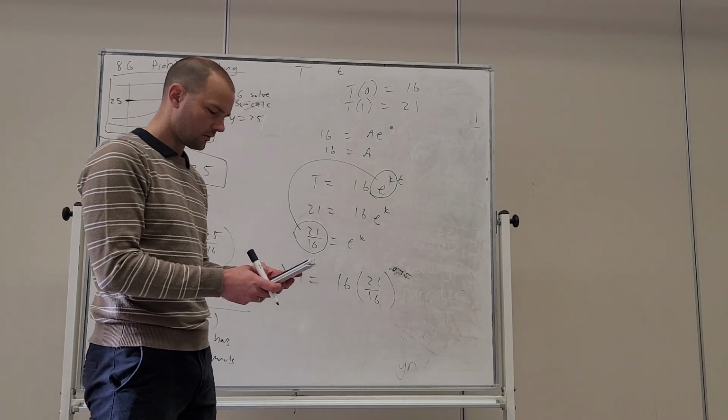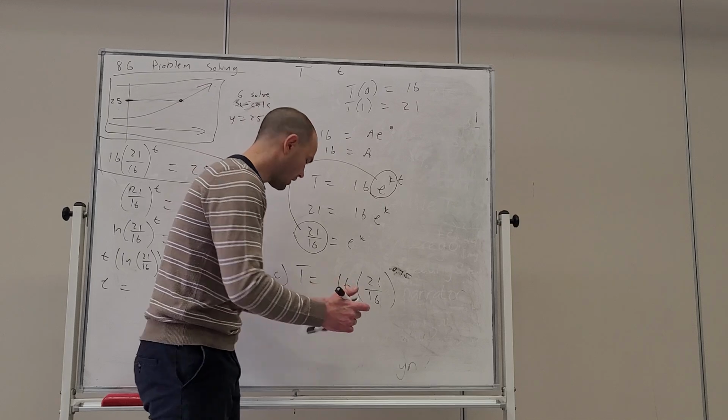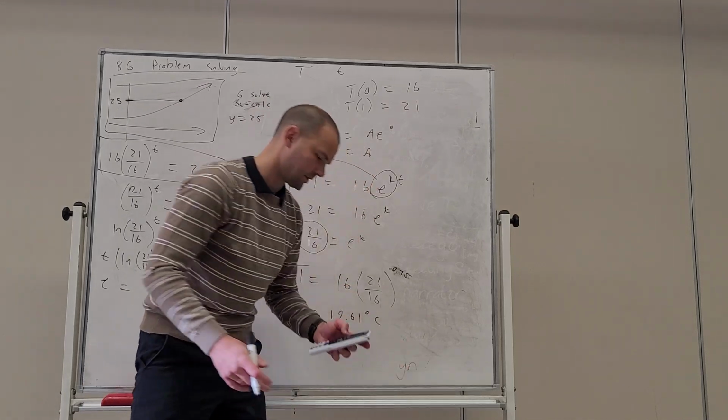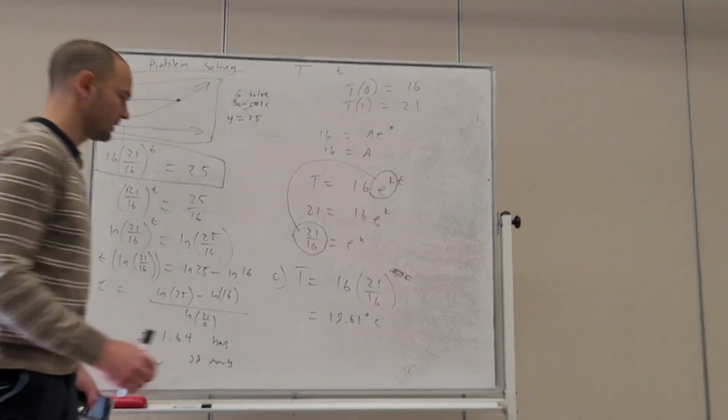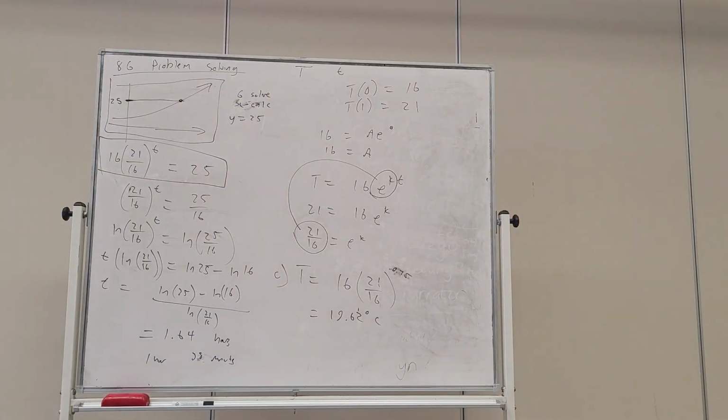16 times 21 on 16 to the power of 0.75 gives 19.61. And temperature's in degrees Celsius. Should be at 2 decimal places. All right, very good. So let's get into the next part.